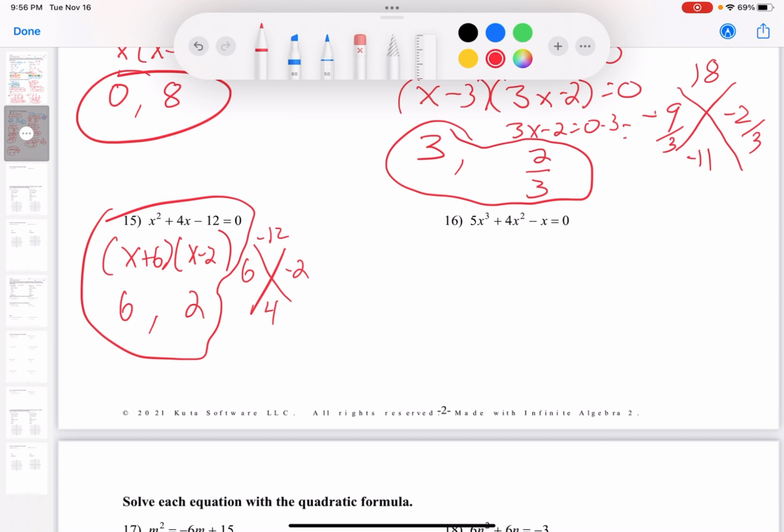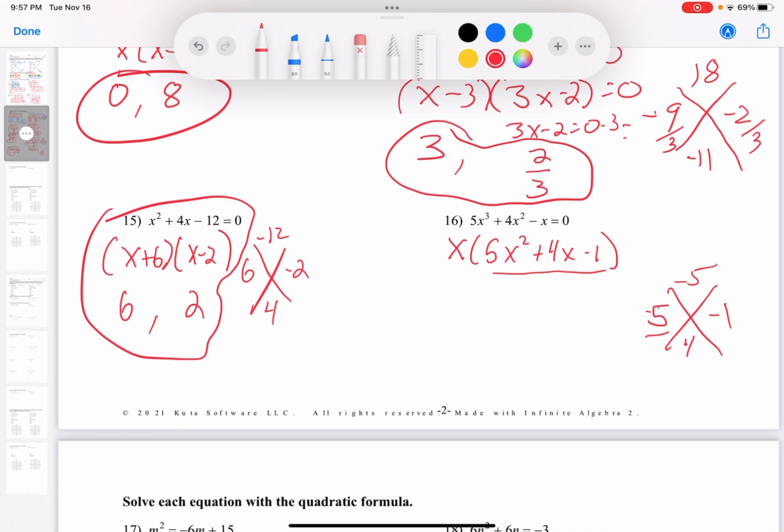Number 16, take a GCF out. GCF is x. That leaves me with 5x squared plus 4x minus 1. Trinomial, so I'm going to try to factor it like this. So negative 5 and 4. So that's 5 and negative 1. Yep.